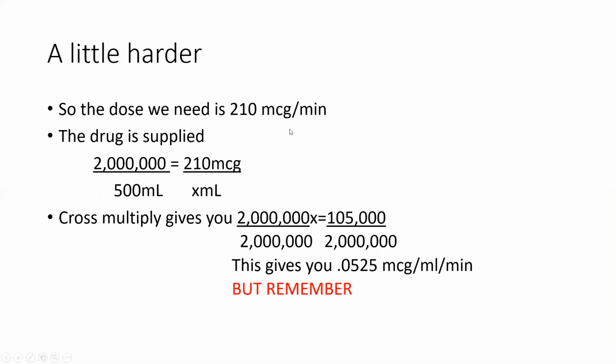So the dose we need is 210 micrograms per minute, 210 mics per minute. The drug is supplied 2,000,000 micrograms per 500 ml. We need to know how many milliliters 210 micrograms is in. Cross multiplication gives you that 0.0525 ml per minute. So that's what you get when you figure out how the drug is supplied.